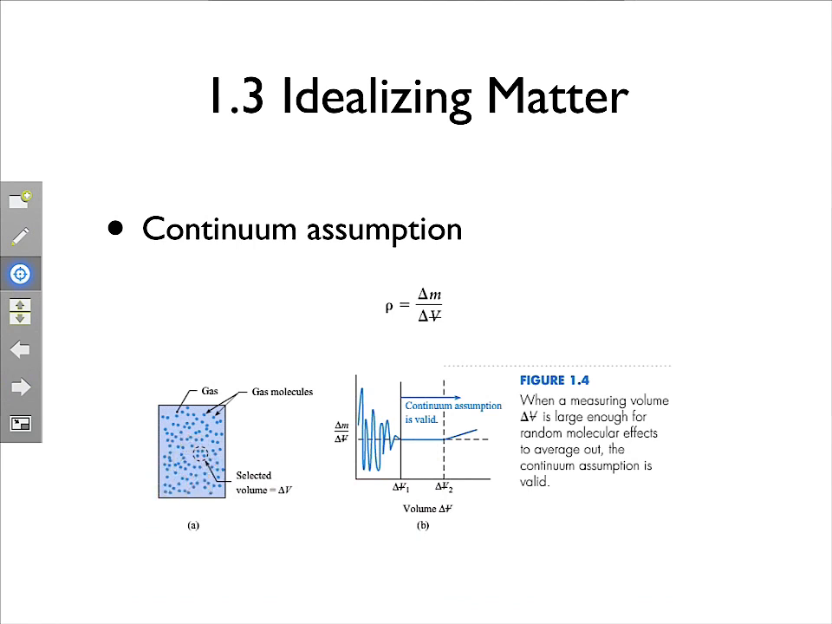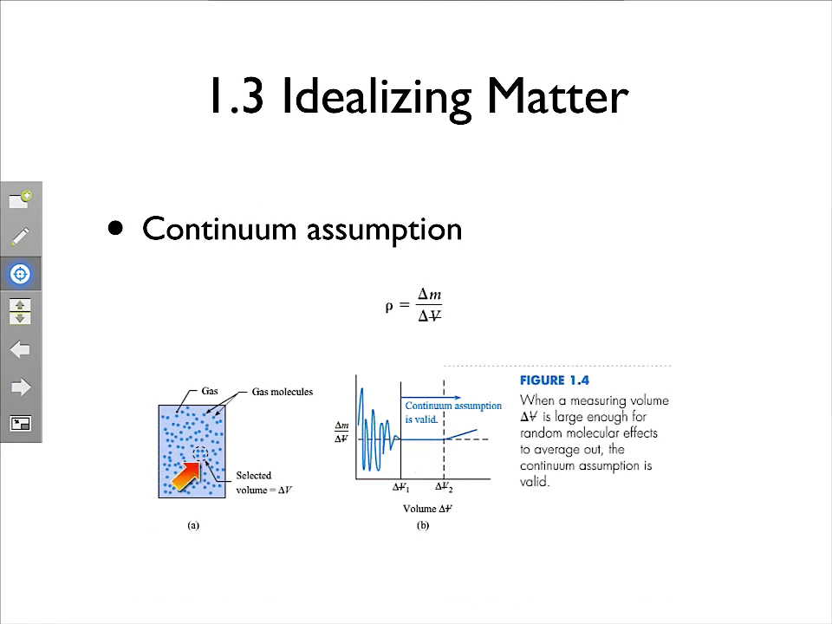And what this is saying, underneath this area right here, is that if you change the volume from V1 to V2, the density isn't changing. That means that as we increase the volume, the mass is changing at the same rate. And so the density is staying constant.